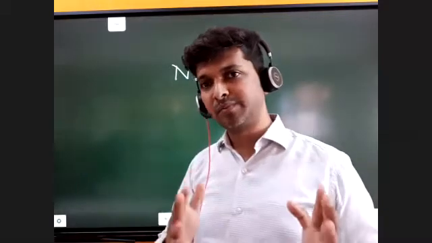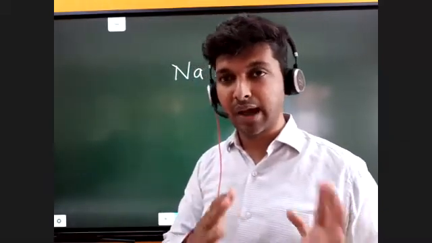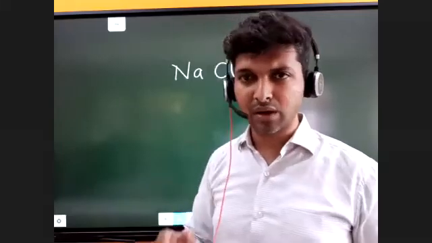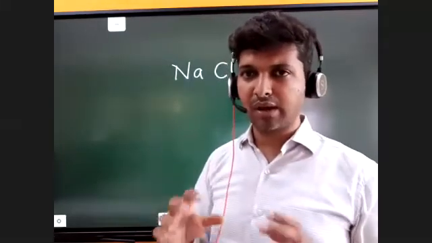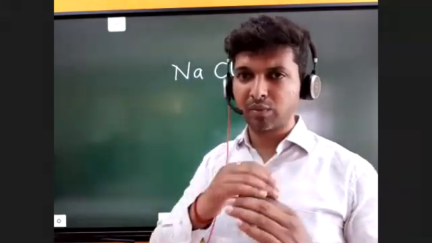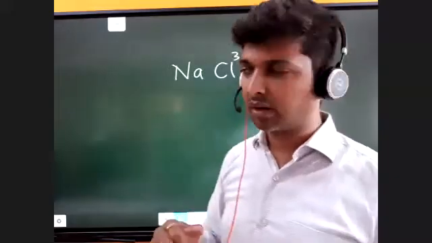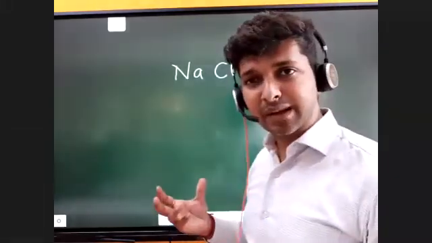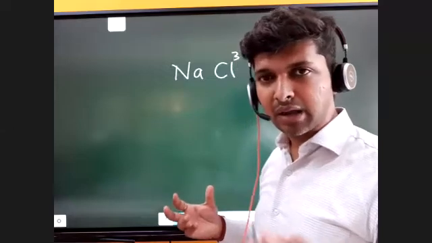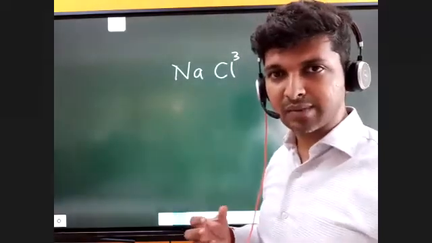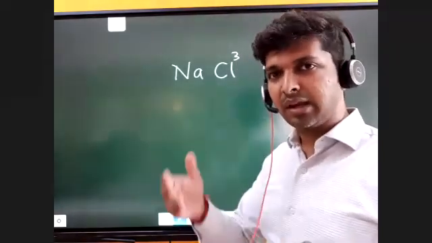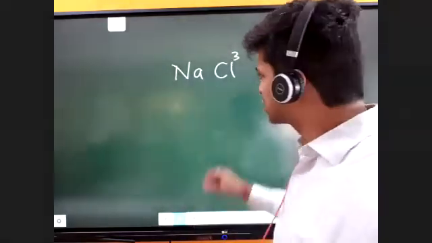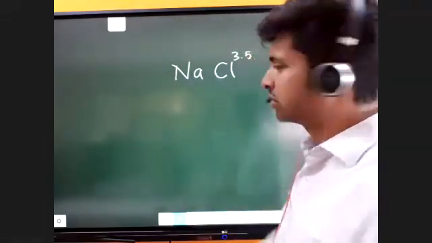Just now we saw how sodium and chloride ions are formed, how they form electrostatic forces of attraction, and how they form an ionic bond. Now we go an extra mile beyond the ionic bond, so pay attention. I told you about electronegativity. Electronegativity is the power with which the nucleus attracts a shared pair of electrons towards itself. Chlorine's electronegativity is 3.5.